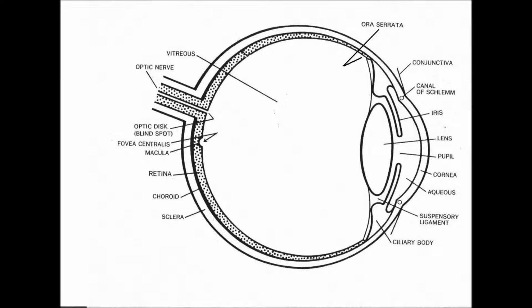Conjunctiva is a membrane that lines the inner surface of the eyelid and also covers the front part of the eye. Conjunctivitis is the inflammation of the conjunctiva.